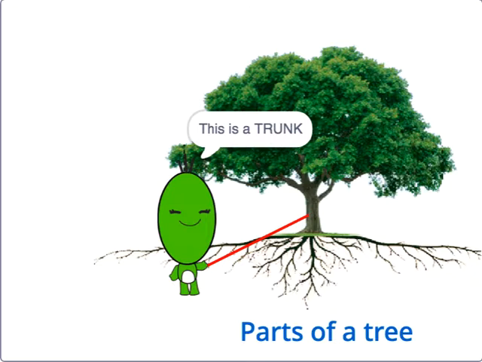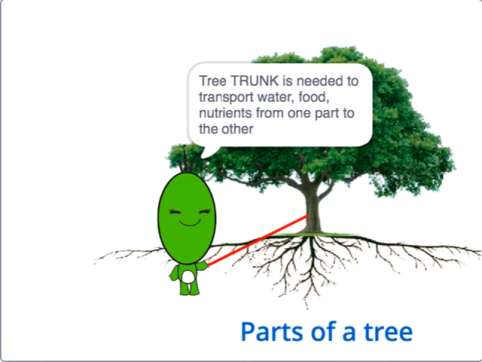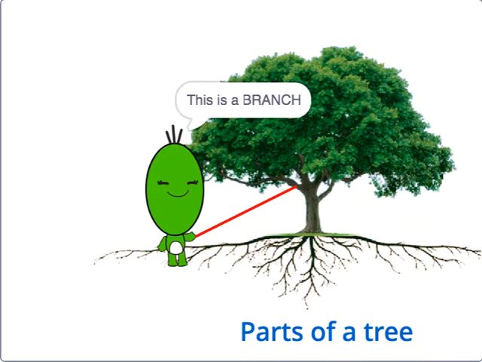This is a trunk. Tree trunk is needed to transport water, food, nutrients from one part to the other. This is a branch.